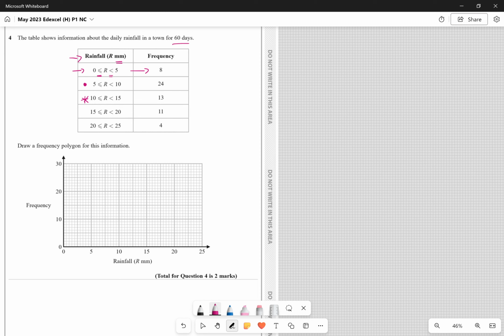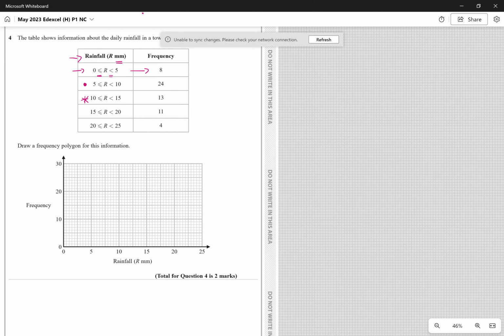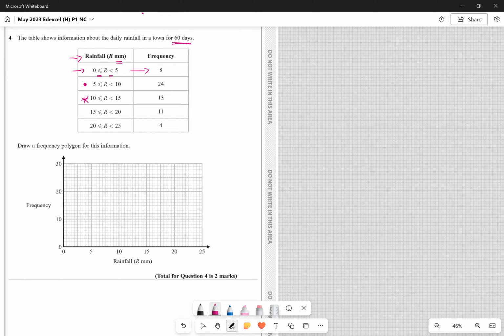We know that the rainfall was measured over 60 days. So another thing to remember is that the frequency, they're telling you that it was measured over 60 days, so this will add up to 60. That's the total number of days. And the question goes on to ask you to draw a frequency polygon for this information.